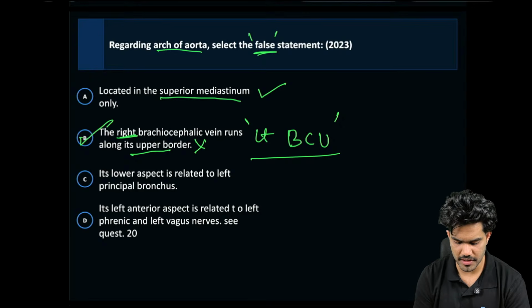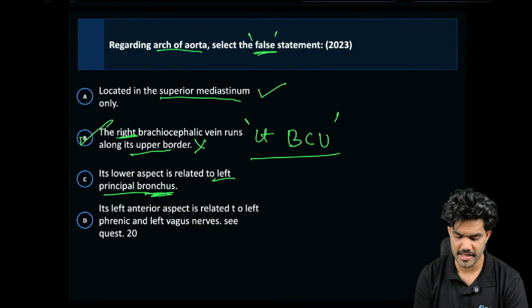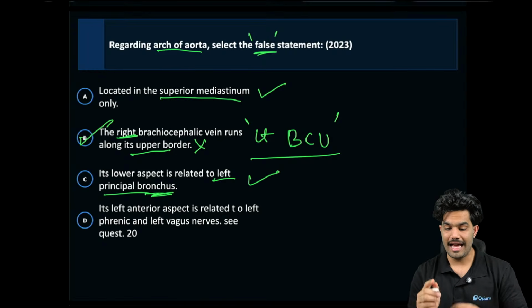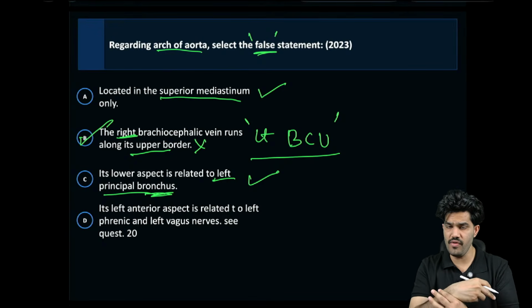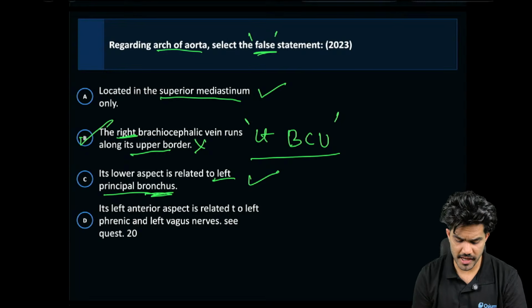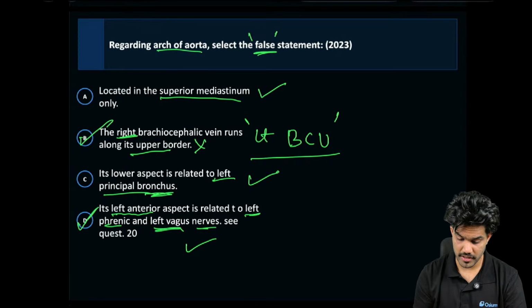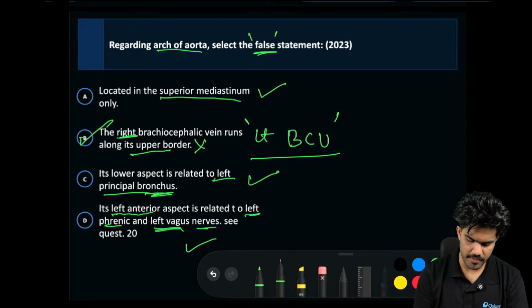Let's see the next option. Its lower aspect is related to the left principal bronchus. Yes, it is related to the left principal bronchus. I have told you, the arch of aorta hooks in front of the left primary bronchus. Okay. Option D, its left anterior aspect is related to the left phrenic and left vagus nerve. Yes, it's true. Absolutely, sorry. So the correct answer will be B. Okay.